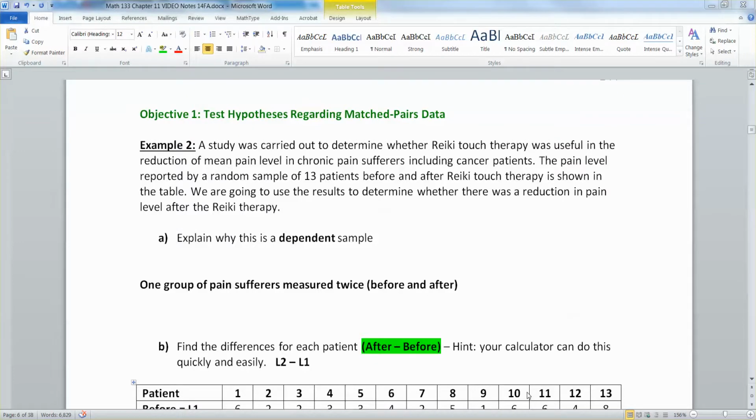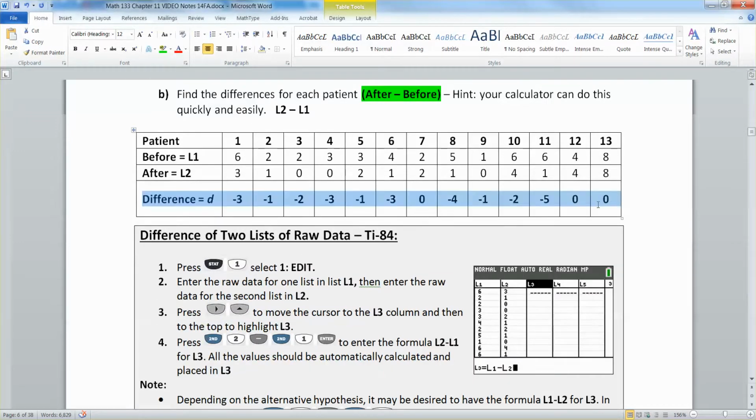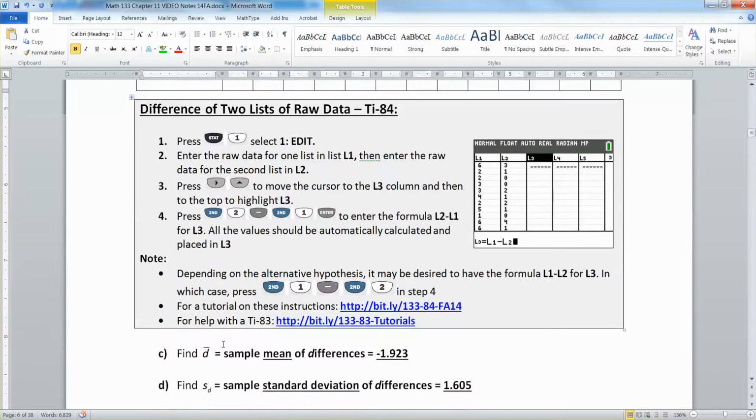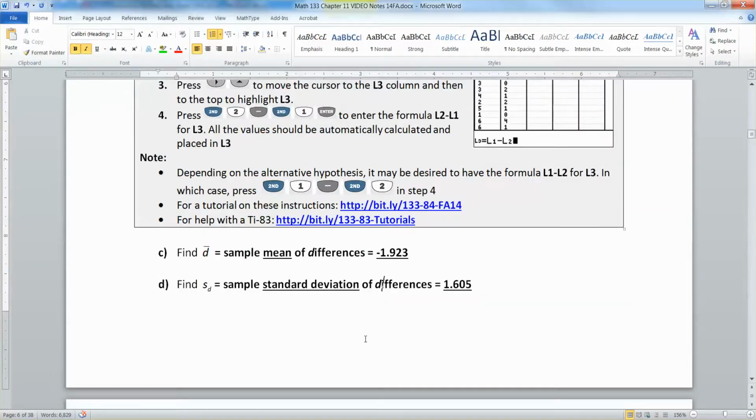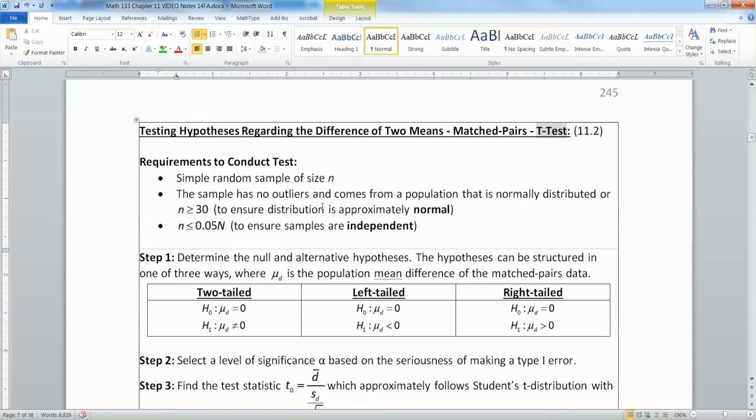Now that we know how to find the differences, letter D, for a matched pairs data set, we know how to find the mean of those differences, D bar, and SD, the sample standard deviation. We're going to use those values to run a hypothesis test on those differences, namely about the mean of those differences. So this is going to be a hypothesis test regarding the difference of two means, but only for matched pairs data. This isn't going to work any other way.